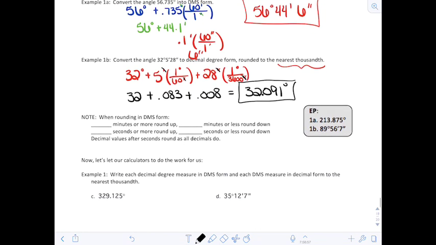Okay, so when we are rounding in degree minute second form, if we have 30 minutes or more, we're going to round up. 29 minutes or less, we would round down or stay the same. If we have 30 seconds or more, we would round up. And if we have 29 seconds or less, we would stay at that same minute. So it's pretty typical rounding procedure when we're looking at degrees, minutes, and seconds. So decimal values after seconds round just like all decimals do. So once we get below seconds, we're just going to round like normal.